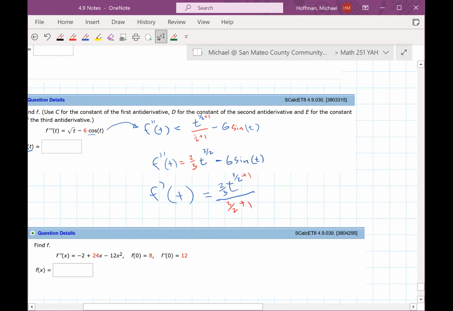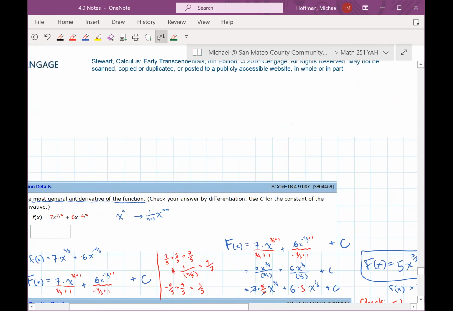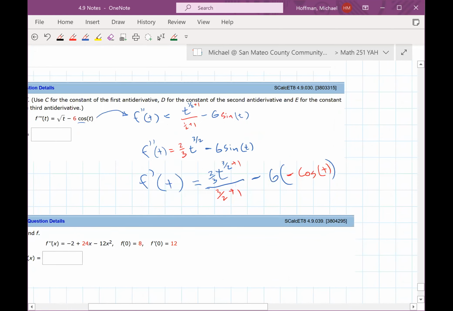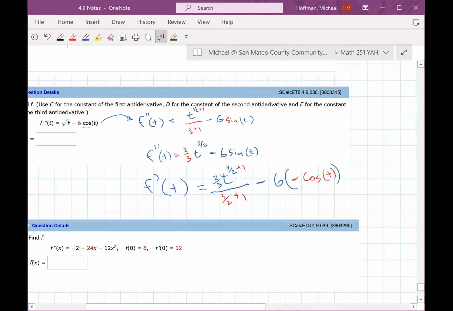And then I have to remember, what's the antiderivative of sine? It's minus cosine. So let me write that for you like this. This thing becomes minus cosine of t, and all I did was just look up that antiderivative formula. Now I'm dealing with the fractions, and I get 3/2 plus 1. It's going to be 3/2 plus 2/2, which is 5/2.